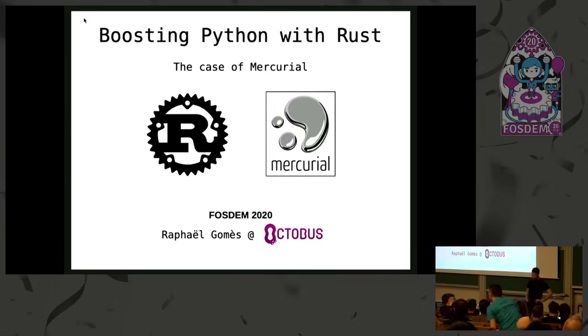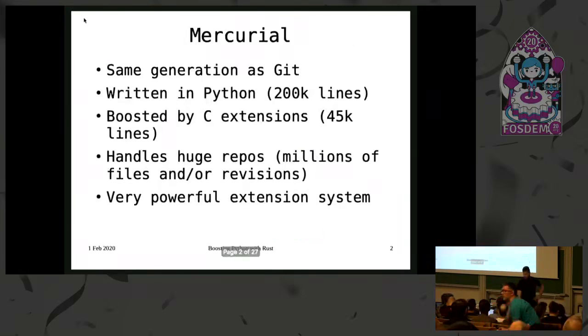For those of you who don't know, Mercurial is a version control system in the same generation as Git. It was made in the same month of April 2005. It's written mostly in Python. It has C extensions for performance reasons mostly. It handles huge repositories for companies like Facebook and Mozilla with millions of files and revisions. And it has a very powerful extension system that is super interesting, and I have no time to talk about it today. So maybe check that out for yourself.